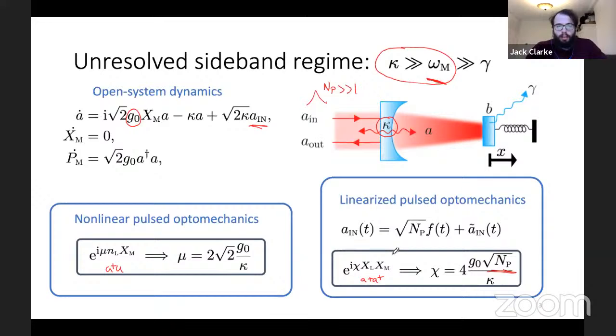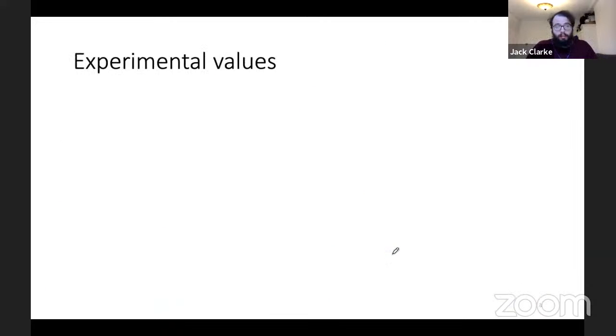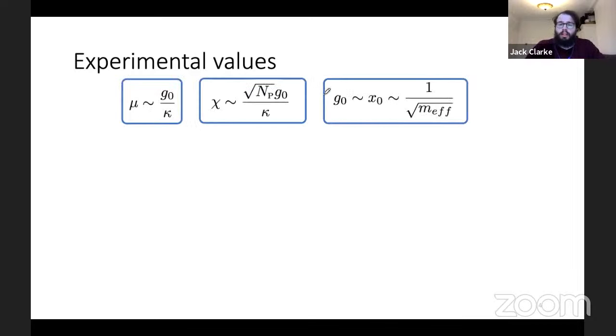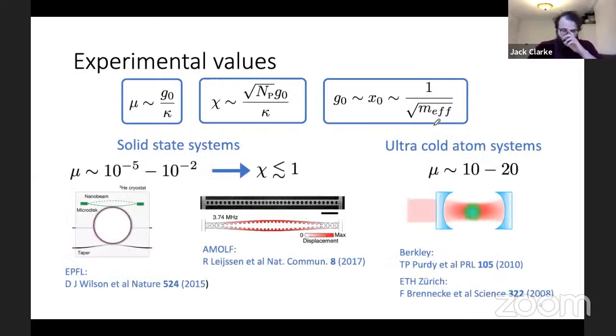Okay. And so now we can think about some experimental values. Here I'm about to show you some experiments that work in the unresolved sideband regime, but the protocols which we suggest could be implemented in other experimental systems that are also unresolved sideband. One point I'll make is that generally speaking, G0, this coupling rate that determines the strength of the interaction, is going to scale as 1 over the square root of the mass of the mechanical oscillator, the thing that's oscillating. And so for more massive systems, mu is going to be small, and for very tiny systems, mu could be greater than 1. That's what we see here with these examples.